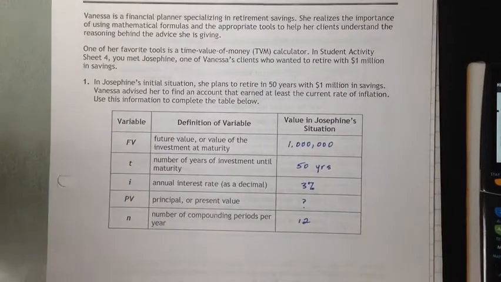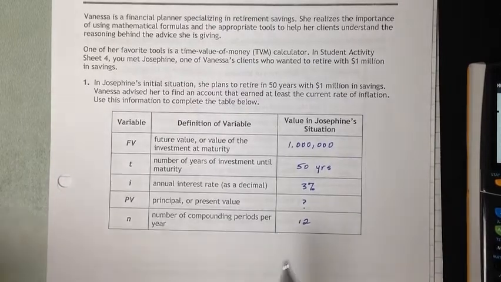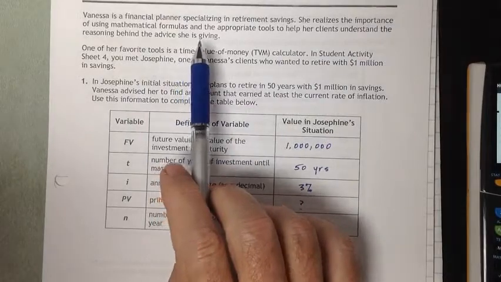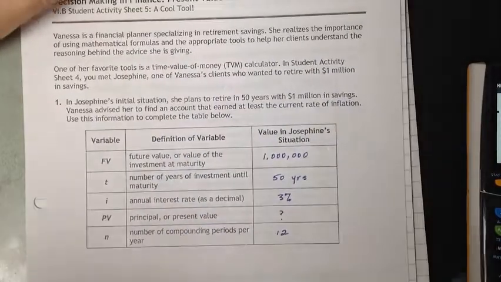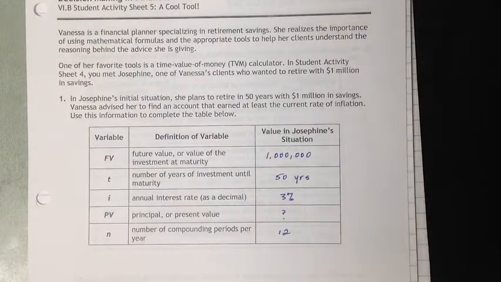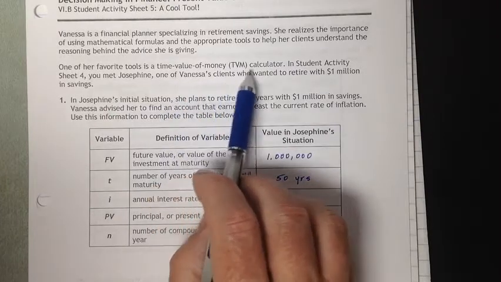All right, AQR students, so we're looking at student activity sheet 5, A Cool Tool. So Vanessa is a financial planner specializing in retirement savings. She realizes the importance of using mathematical formulas and the appropriate tools to help her clients understand the reasoning behind the advice she is giving. One of her favorite tools is the time value of money TVM calculator.